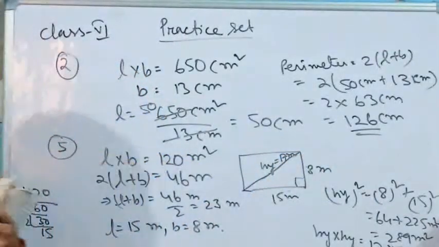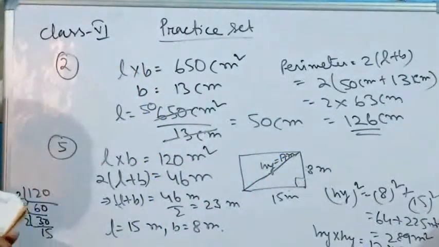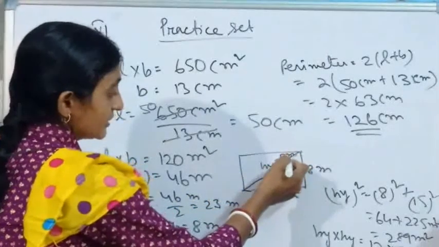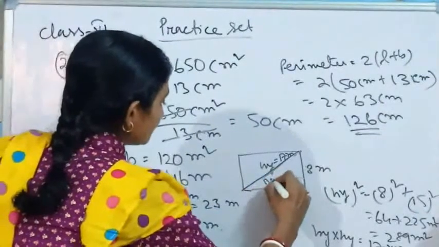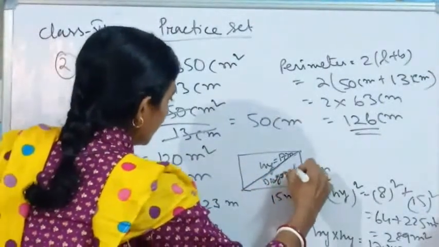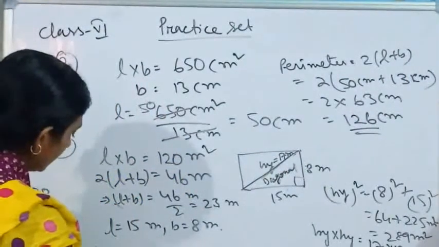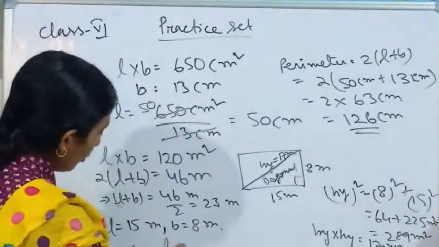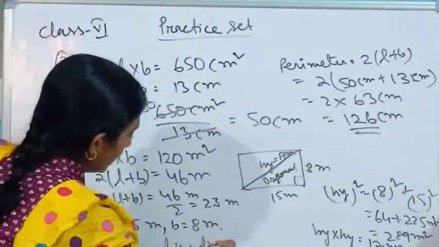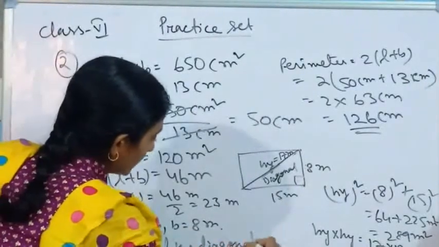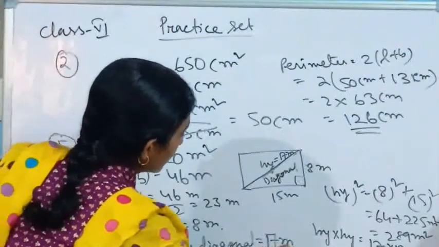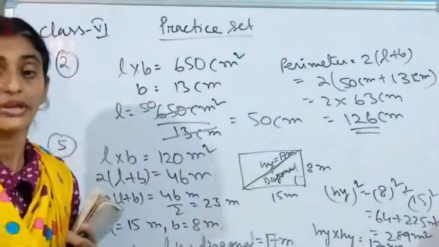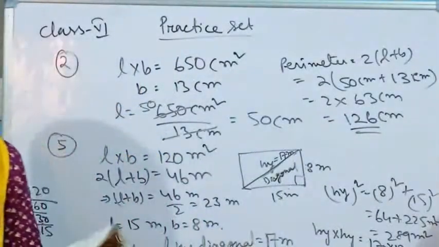So the answer asked in this question: your question was the length of the diagonal. Here this hypotenuse is the diagonal, this is the diagonal also. So the length of the diagonal is equal to what? Here we have found it out, that is equal to 17 meter. This is the answer we are getting in this question. Let's come to the next question.